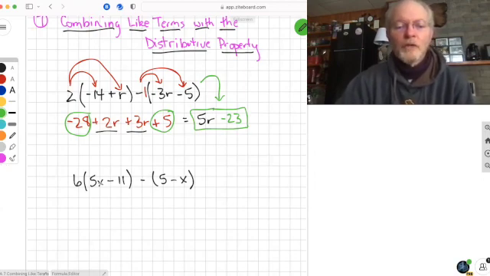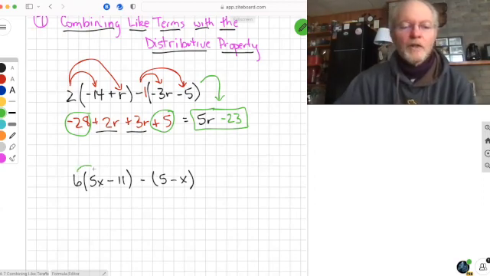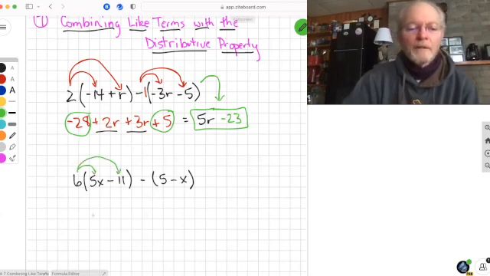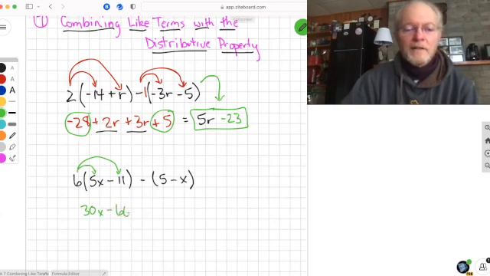Let's try the second one. Again, we have 2 parentheses. We're going to have to use the distributive property twice. First time, 6 times 5x, and 6 times -11. So 6 times 5x is 30x. 6 times -11 is minus 66.